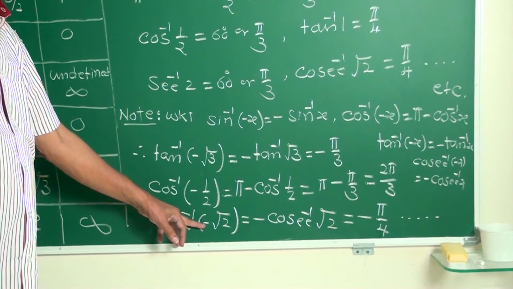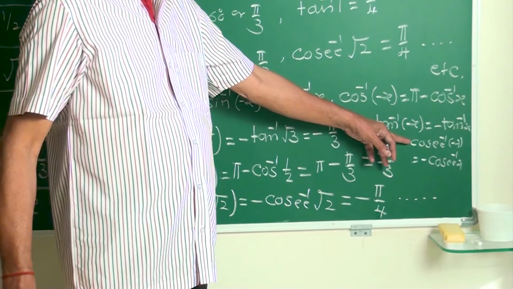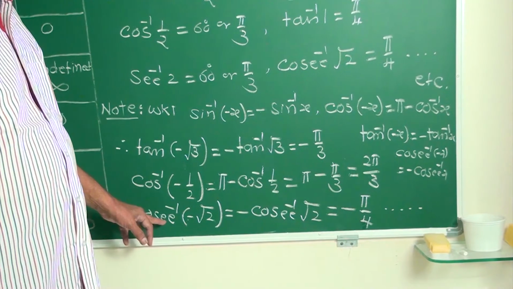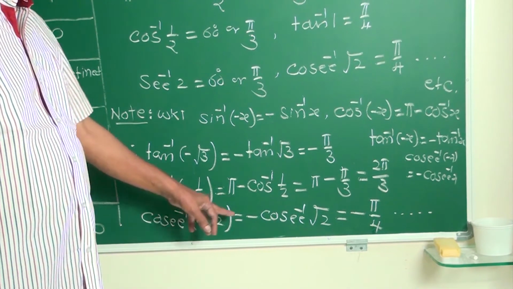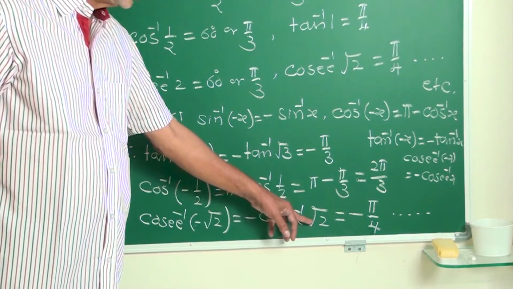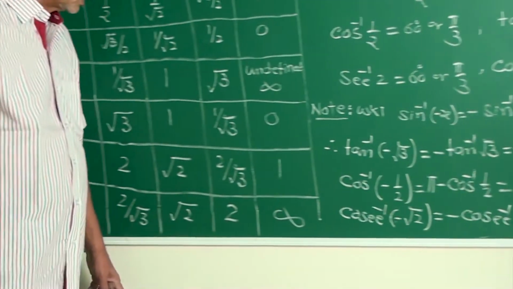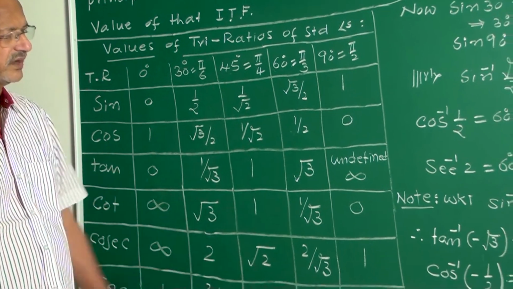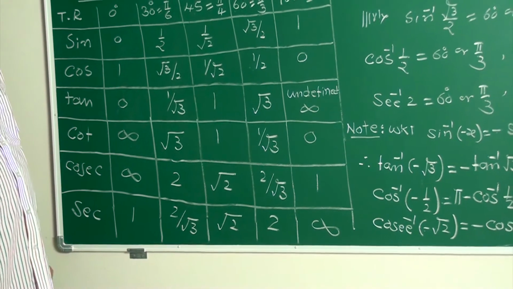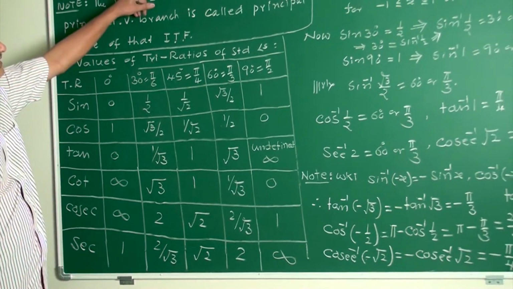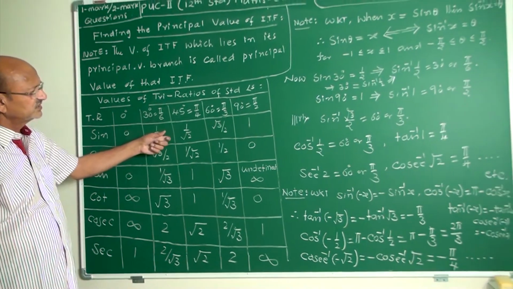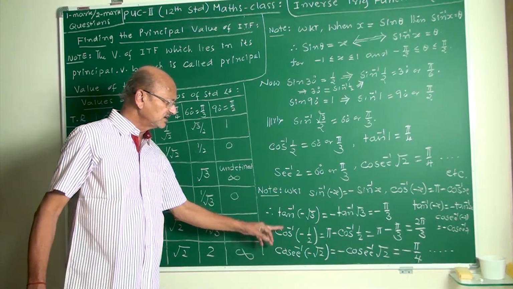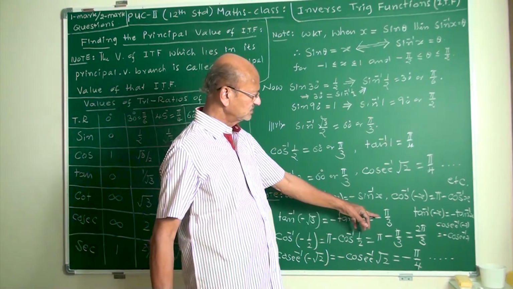Cosec inverse of minus root 2. You have to apply first this: cosec inverse of minus x is minus cosec inverse x. Therefore, cosec inverse of minus root 2 is minus cosec inverse root 2. Root 2 comes pi by 4, otherwise 45, along with that minus sign: minus pi by 4. Yes, my friends. In finding the principal values, we need this chart. Making use of this chart, you know how to write the values directly.